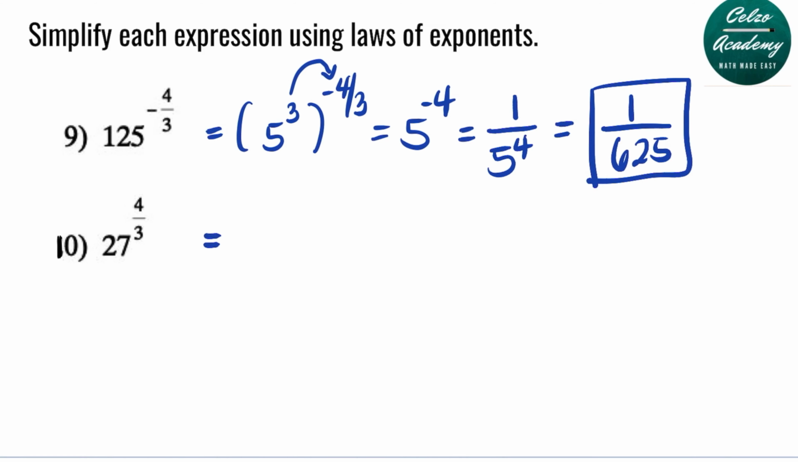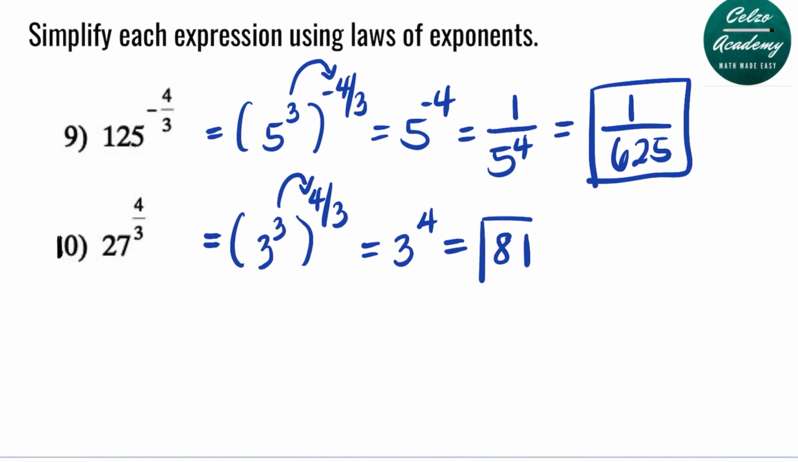Question 10. 27 to the power of 4/3. First step is to write 27 using a power of 3 or a multiple of 3. So 27 is the same thing as 3 to the 3rd power. Using the power rule, we need to keep base 3 and multiply the powers 3 and 4/3. 3 times 4 is 12. 12 divided by 3 is 4. And 3 to the 4th power is 3 times 3, 9. 9 times 3, 27. Times 3 again, we have 81. So the answer for number 10 is 81.